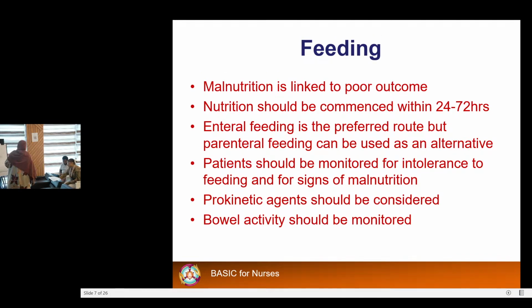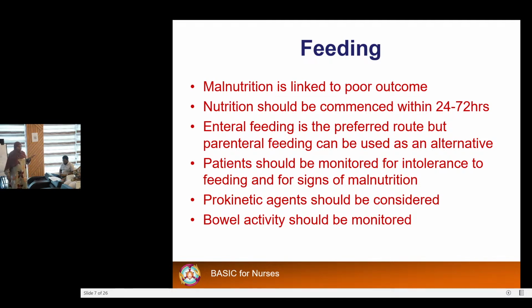So regarding feeding, you know that if the patient is malnourished, that means it's linked to poor outcome. So nutrition should be commenced as early as possible, 24 to 72 hours. And if the patient is malnourished, it can be started even earlier, one day.